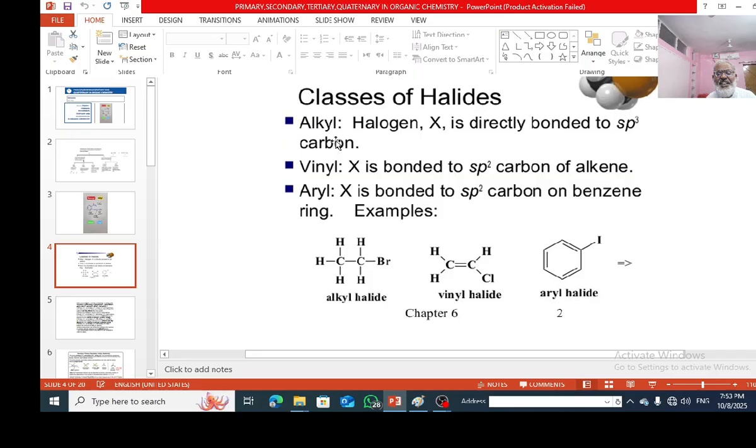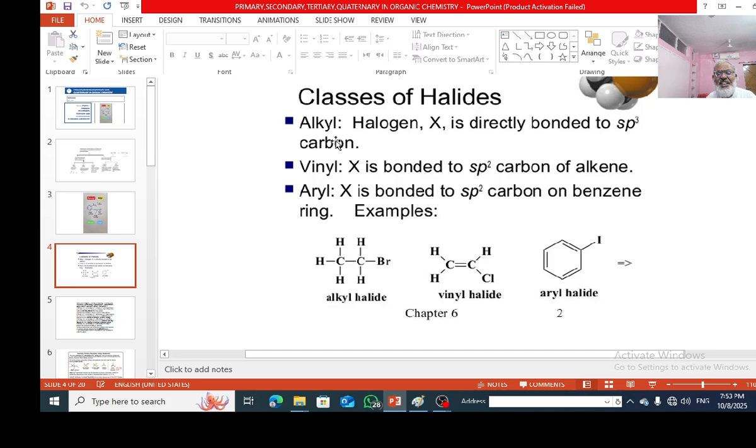As you are seeing here, this is ethyl bromide, or alkyl halide by common name. Each of the carbons here is sp3 hybridized. In this one, each of the carbons is sp2 hybridized. This is vinyl chloride and this is aryl halide. This is the aryl.